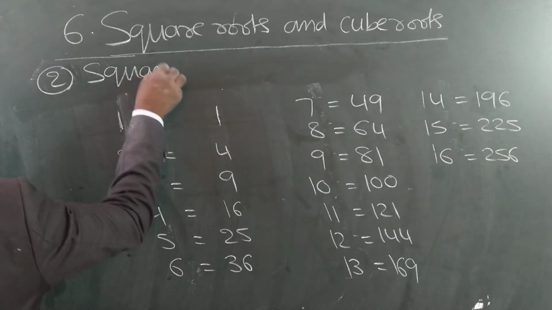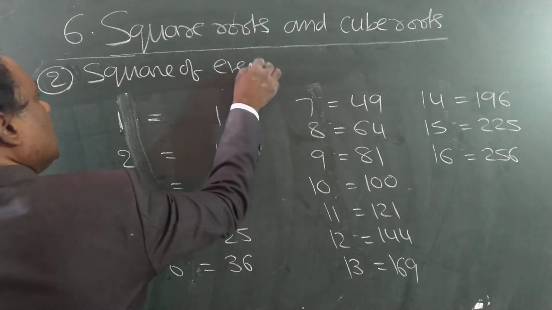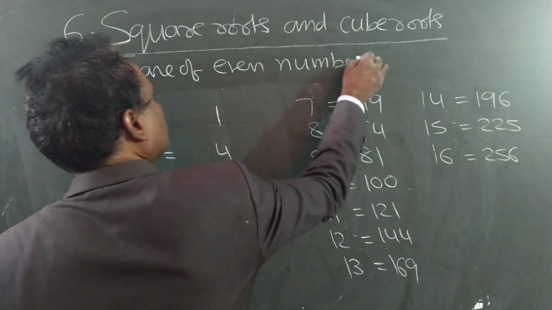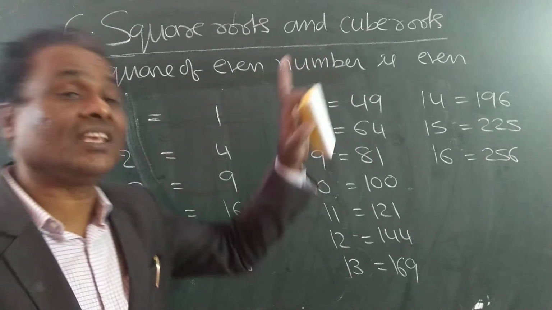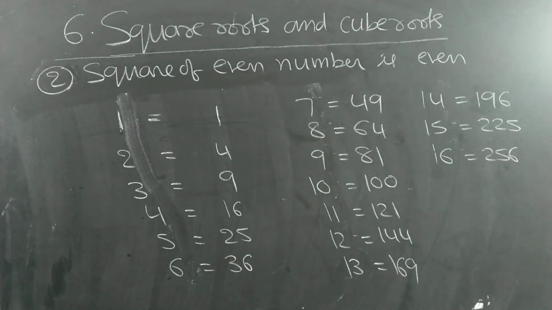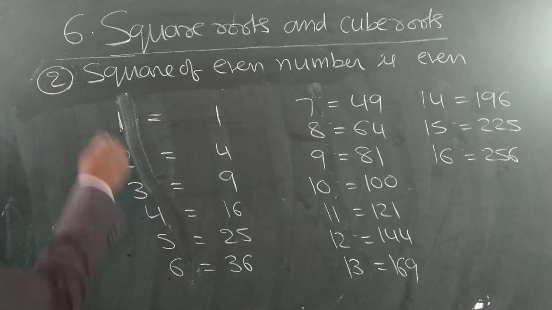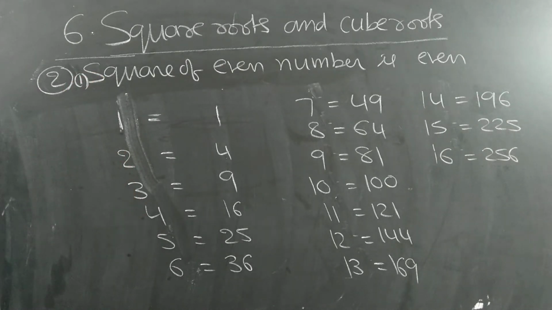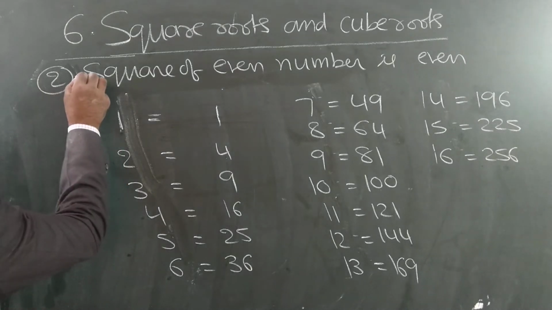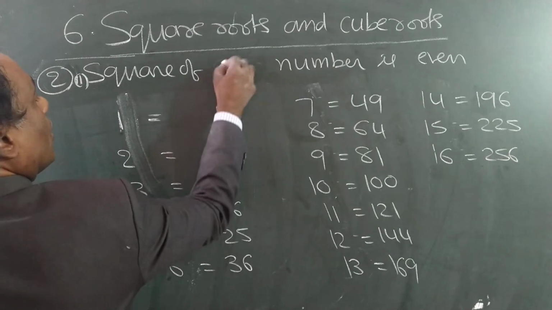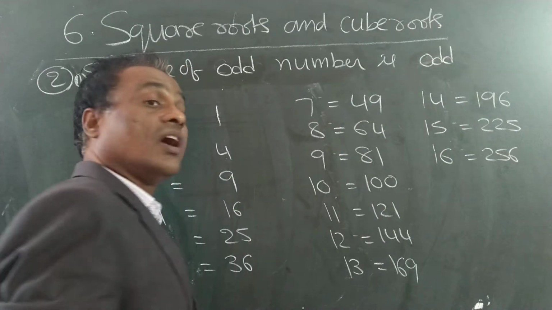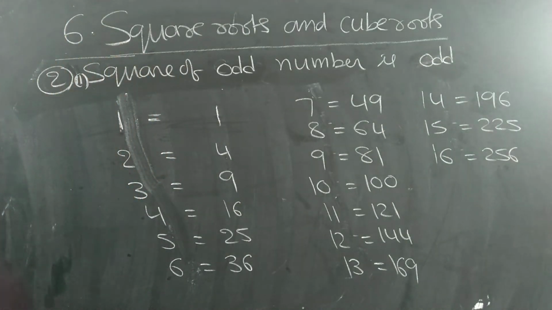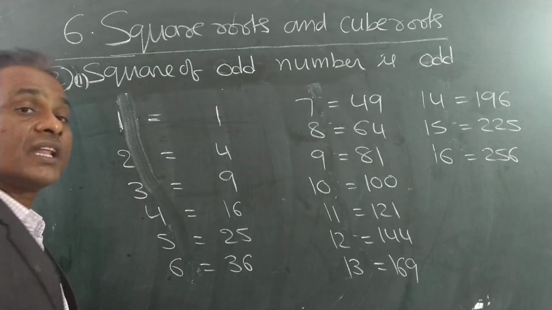Square of even number is even number only. First point, square of even number is even number. Next point, square of odd number is odd number.